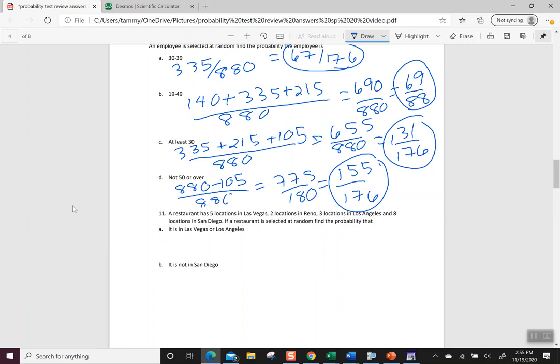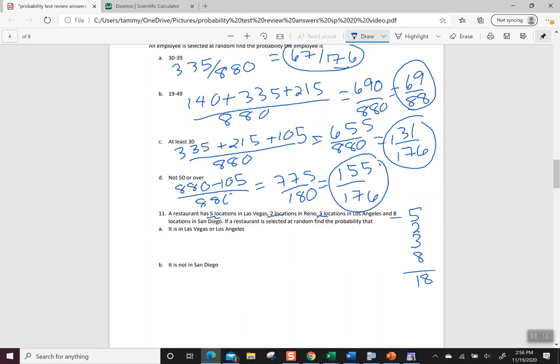Just like I did in the last one, where do I want to start? I want to start with the total. So I can see I had 5, we had 2, we had 3, we had 8, right? So I had 5, 2, 3, and 8. You want to add that together, and that says there's 18 in total.